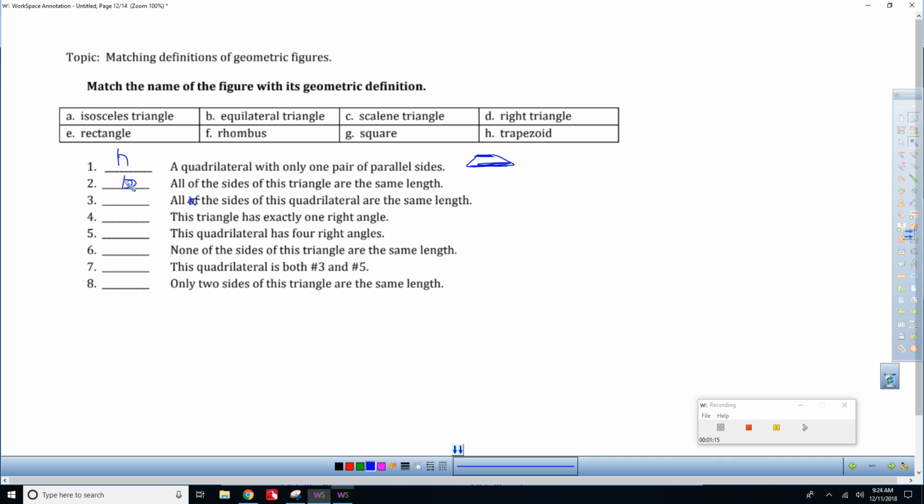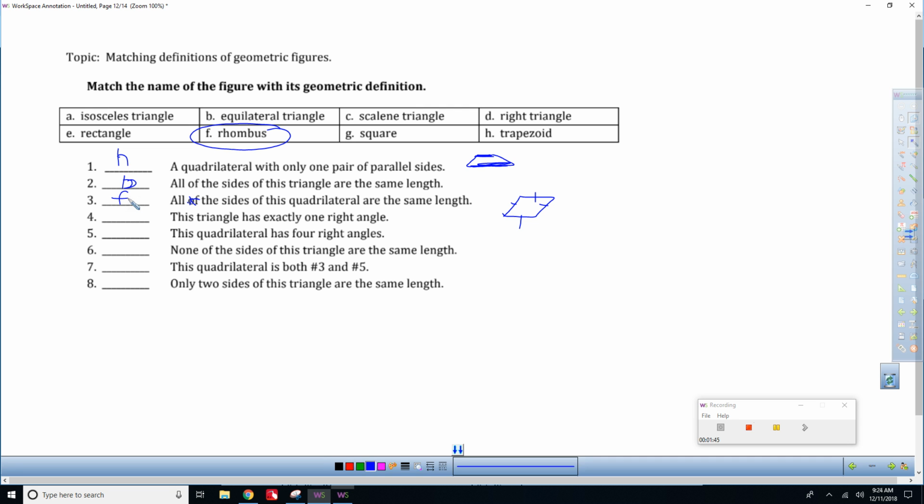All of the sides of a quadrilateral are the same length. Now, a rookie would say square, not so fast. You can have all the sides of a quadrilateral be the same length and not be a square. And that is what a rhombus is. And a rhombus is a parallelogram with all four sides congruent. F. Okay?